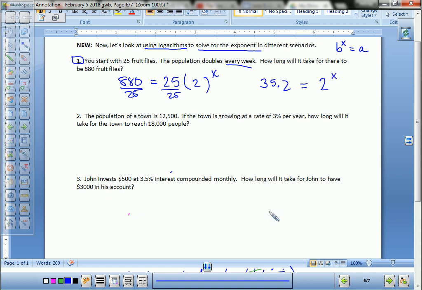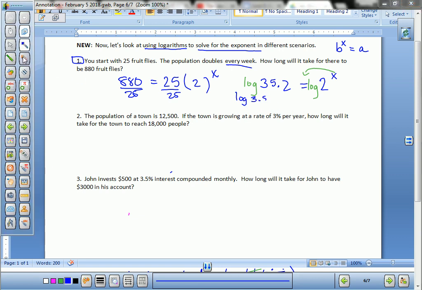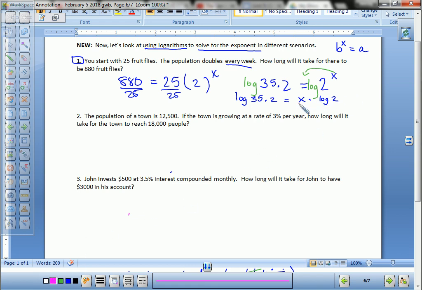Now we're solving for the time. We're solving for the exponent. So now what do I need to do? That's right, we're going to take the log. And so when I do, that x can come out in front. So what I have is log of 35.2 is equal to x times log of 2. Now how do I solve for x? Divide by log of 2. That's all that's left.